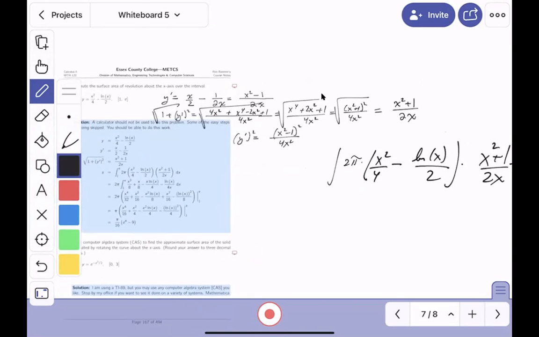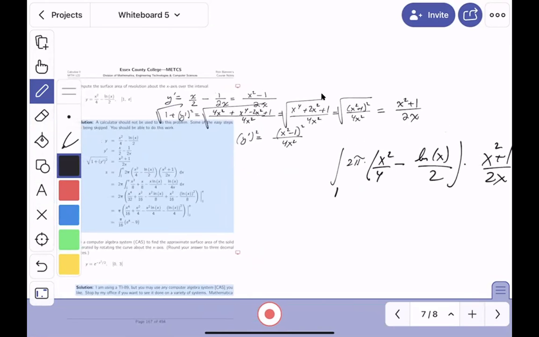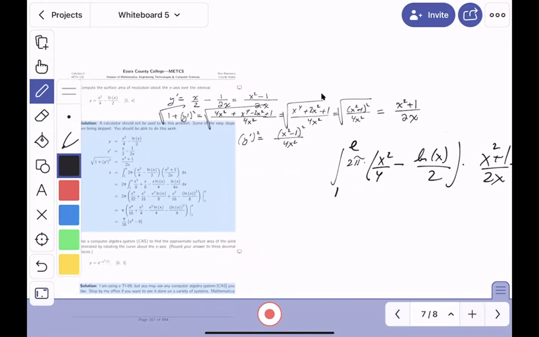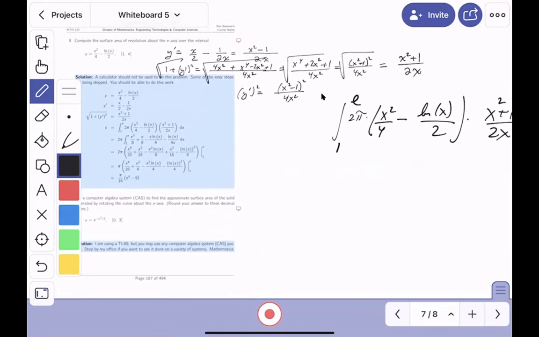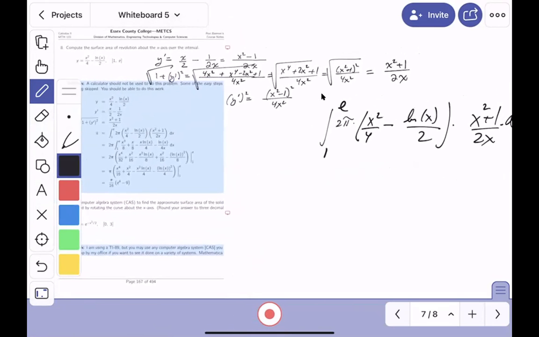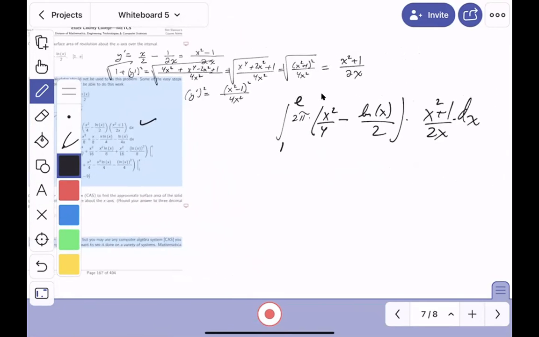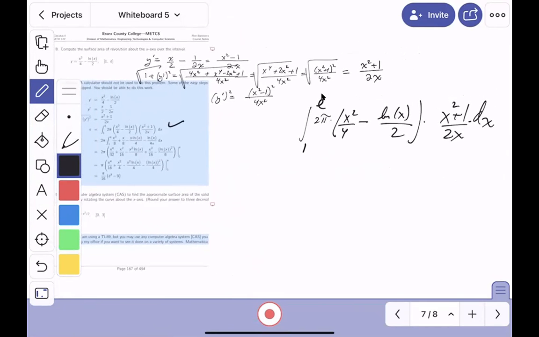And we're going from 1 to e, right? All right. Let's just see if we got the right thing. So I'm looking at this: 2 pi x squared over 4 minus ln x over 2 x squared plus 1 over 2x. Yeah, I do want to point out for a lot of students, they're problematic.